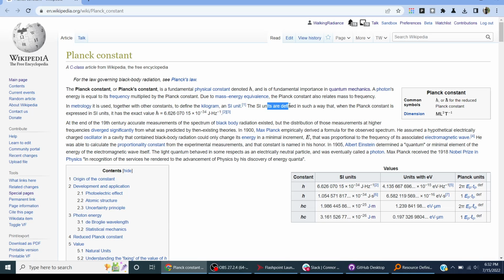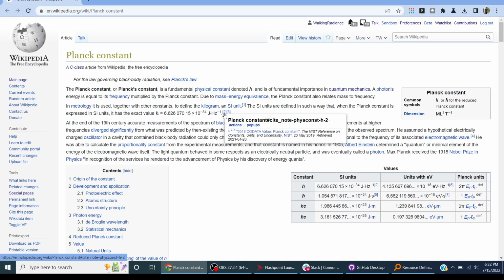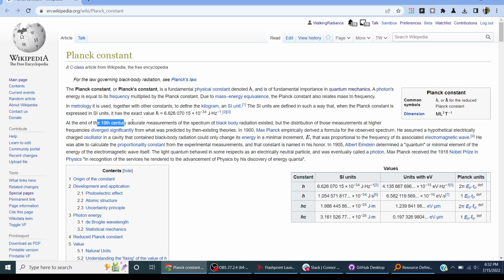The SI units are defined in such a way that when the Planck constant is expressed in SI units, it has the exact value h equals 6.6260715 times 10 to the minus 34th joules inverse Hertz. Now, is that CODATA? And they should have... Okay, whatever.